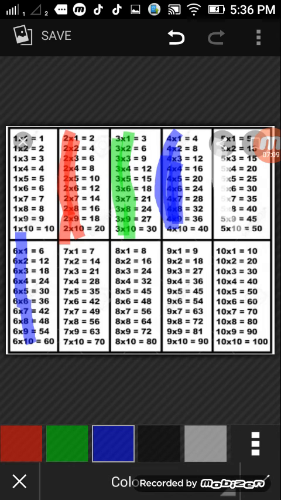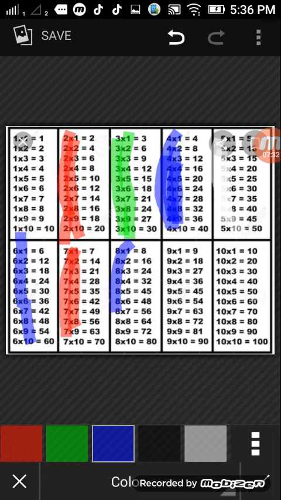The next one is times 7. 7 times 1 equals 7, 7 times 2 equals 14, 7 times 3 equals 21, 7 times 4 equals 28, 7 times 5 equals 35, 7 times 6 equals 42, 7 times 7 equals 49, 7 times 8 equals 56, 7 times 9 equals 63, 7 times 10 equals 70.